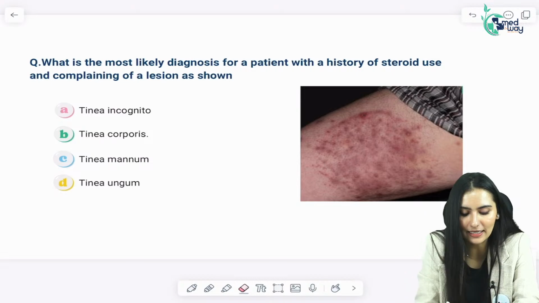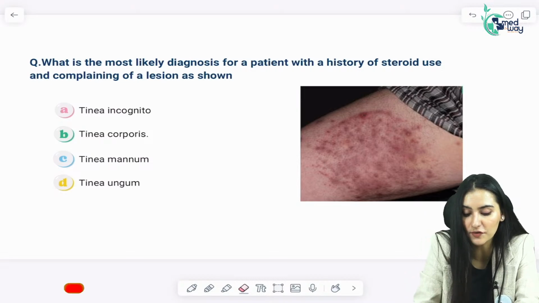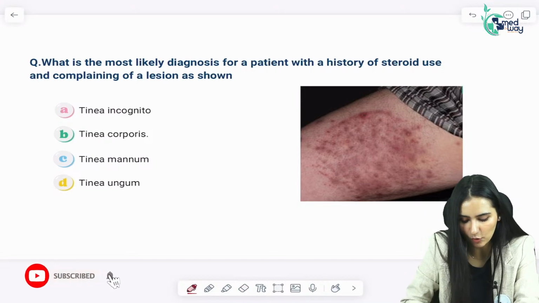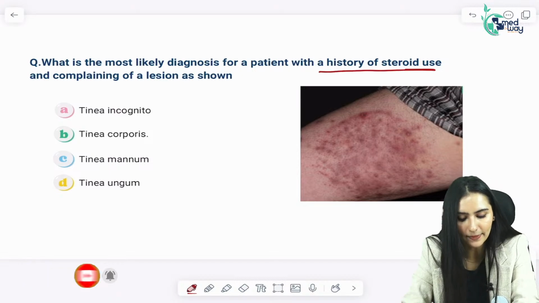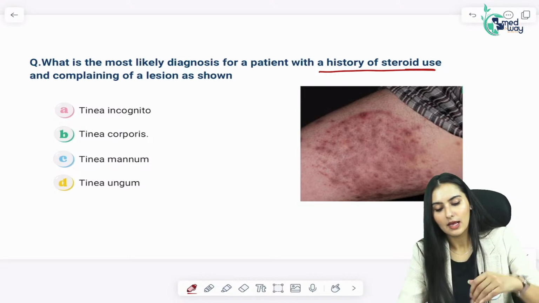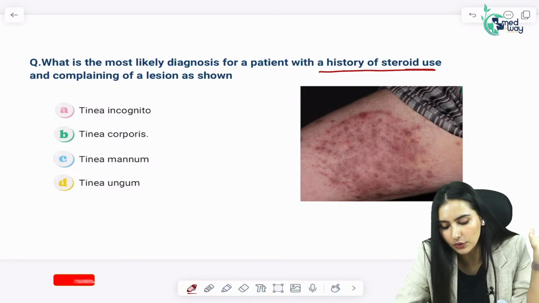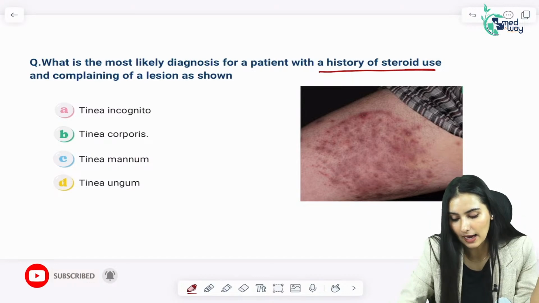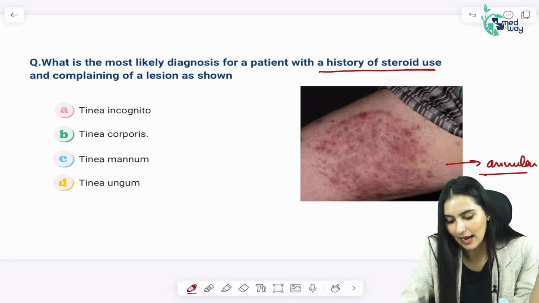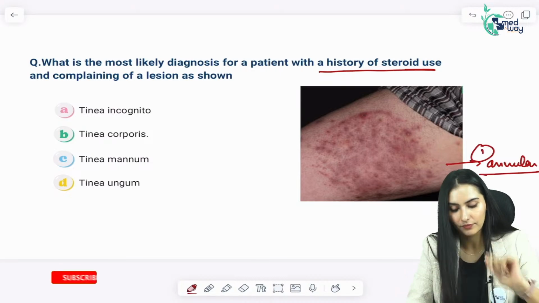What is the most likely diagnosis for a patient with a history of steroid use, complaining of a lesion as shown? This is a very important thing that they have mentioned, that there's a history of steroid use. Let go of the history of steroid also. What do you think this is? What does it look like? It looks like an annular lesion. Annular is one thing that you need to remember.